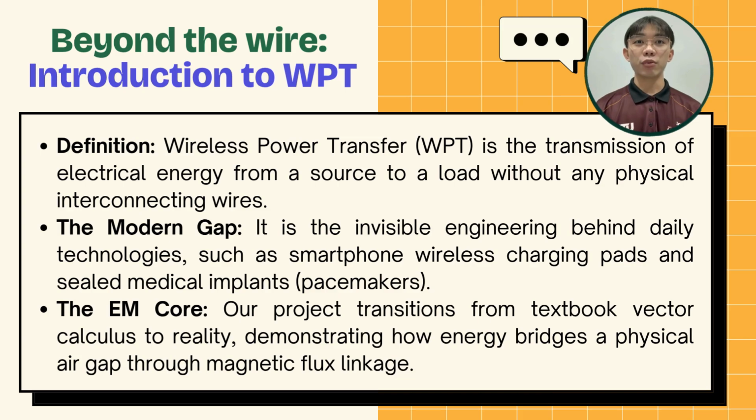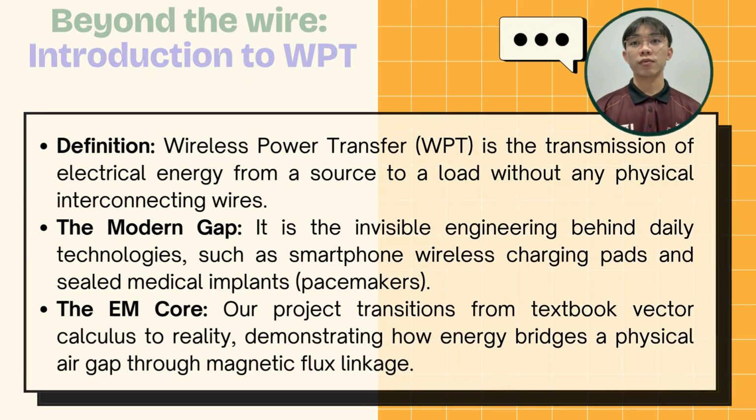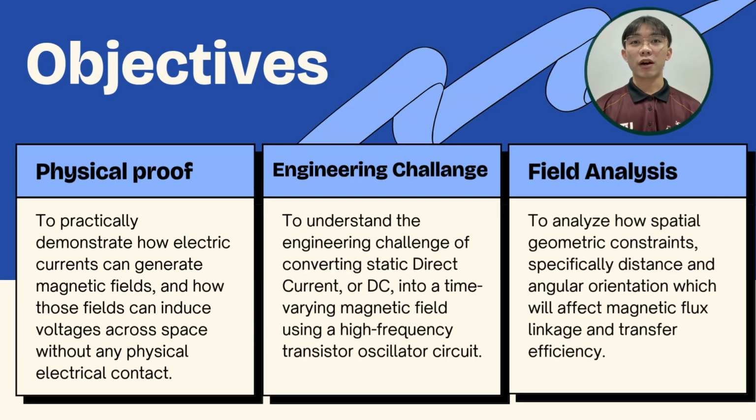Today, our group is going to peel back the curtain of this technology by building a localized mid-air wireless power transfer system completely from scratch. The core objective of our experiment is threefold. First, to practically demonstrate how electric currents can generate magnetic fields and how those fields can induce voltages across space without any physical electrical contact.